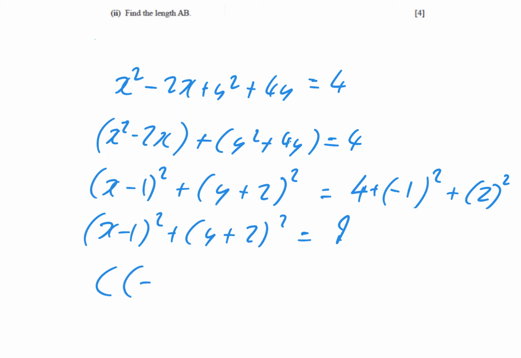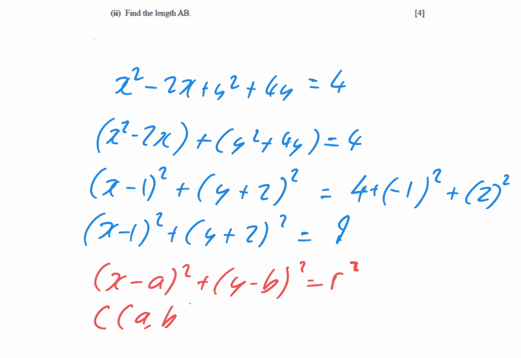So the center is, I should have said the equation. Let's go for that first of all. The general equation of a circle is the following: x minus a all squared plus y minus b all squared is equal to r squared. r is the radius and the center is (a, b).